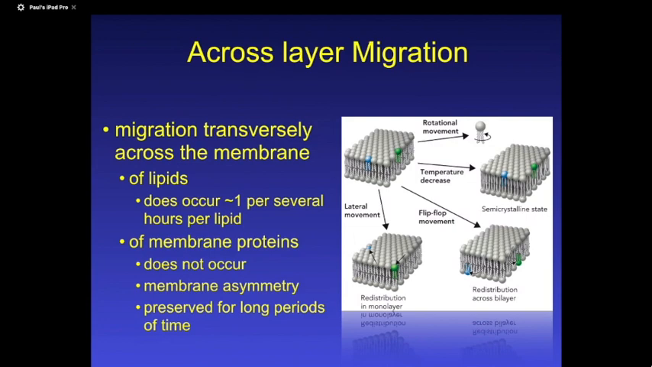All right. Cross-layer migration really doesn't happen. We do have maybe one flip per hour in lipids, but it's very, very unlikely. We do have proteins that, when they are synthesized, are placed into the membrane in a certain way. Maybe the N-terminus is always sticking on the inside, maybe the N-terminus is always sticking on the outside, but they are placed in the membrane in one particular way and they will not flip. So there is organization.